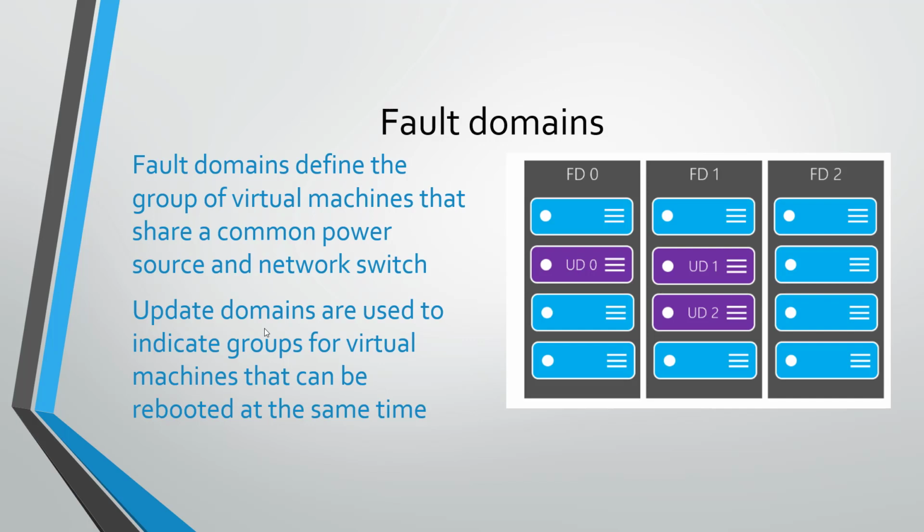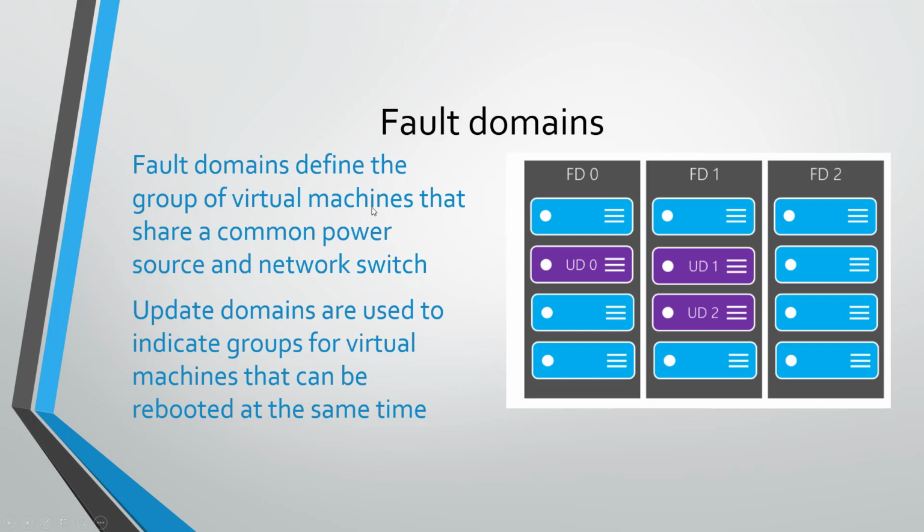Makes sense. What's a fault, right? So looking at our picture, you can see we have 3 racks, and each rack can have a separate power source going to it and a separate network switch. And this is why these are fault domain 0, 1, and 2. So we have 3 fault domains, and each group of virtual machines is in a different fault domain.